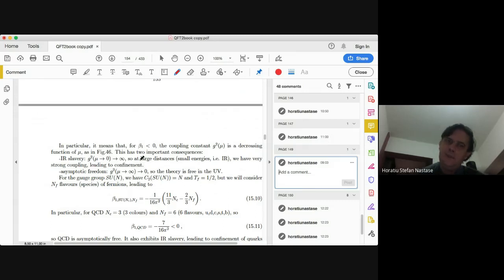So that's the point described here, in terms of IR slavery, that the coupling at large distances, when you try to break apart quarks and gluons, goes to infinity and makes it impossible for you to break them apart. And the other property is the one that we've advertised, asymptotic freedom, meaning that when mu goes to infinity, at large energy scales, G squared goes to 0. So the theory is free in the UV, is asymptotically free.